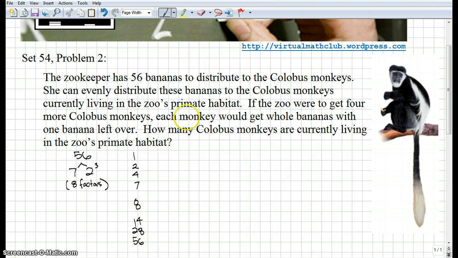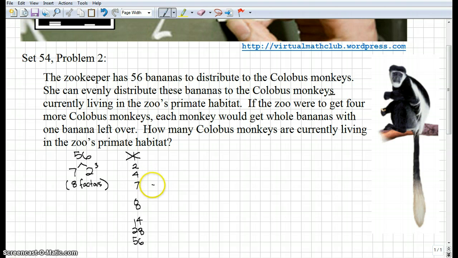Okay, and it does say monkeys, plural. She can distribute the bananas to the colobus monkeys in the primate habitat. So we're going to assume there's not 1 monkey. There's a plural number of monkeys. So we're going to eliminate 1.